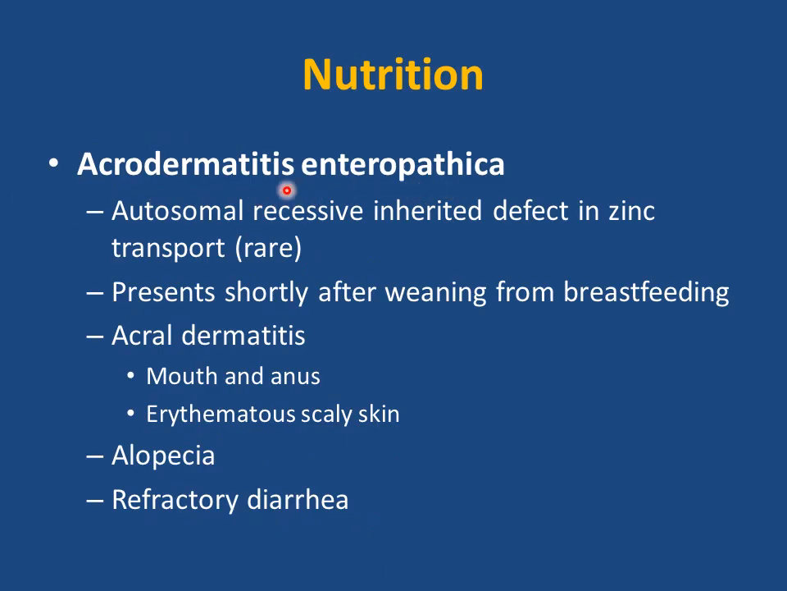Acrodermatitis enteropathica. It is an autosomal recessive inherited defect in zinc transport. It is very rare. It presents shortly after weaning from breastfeeding. They present with erythematous scaly skin around the mouth and the anus, well known as acral dermatitis. They present also with alopecia and refractory diarrhea.